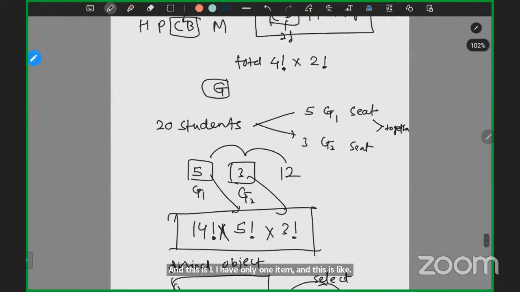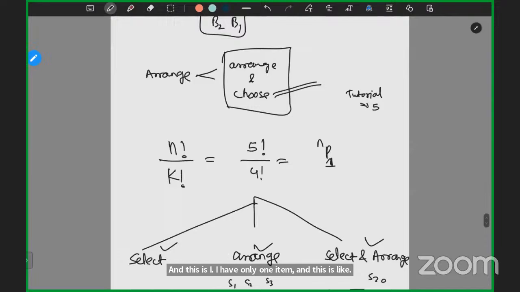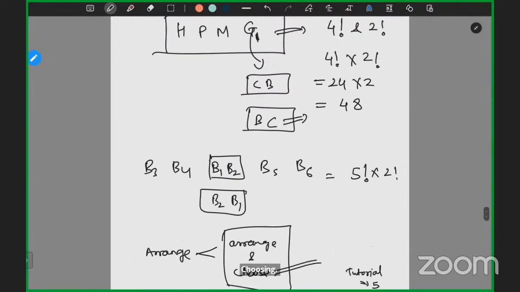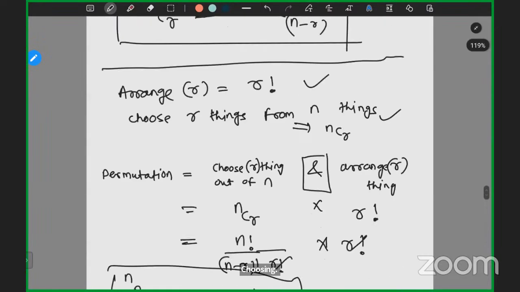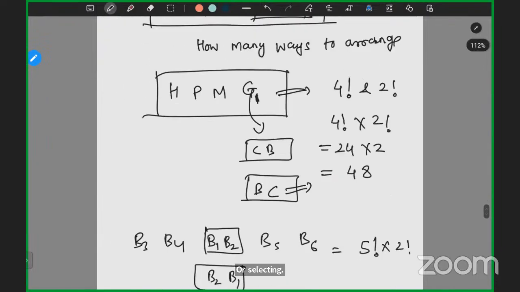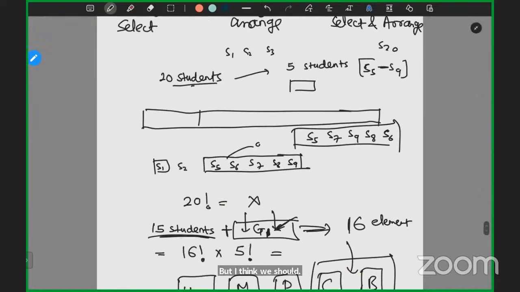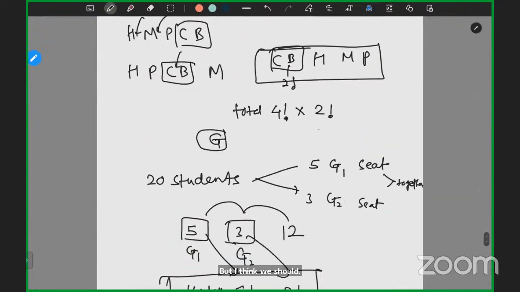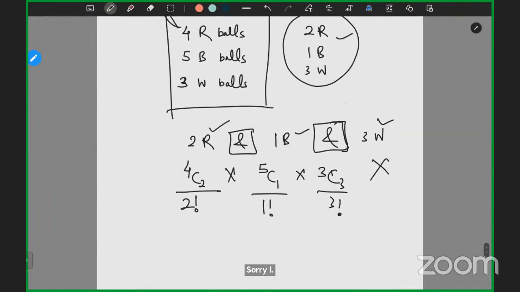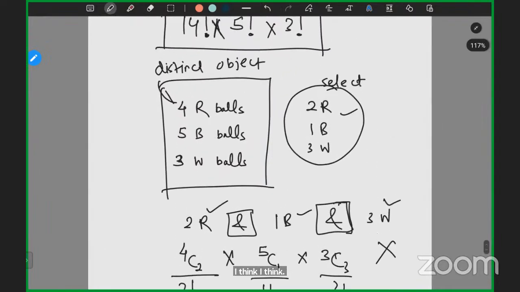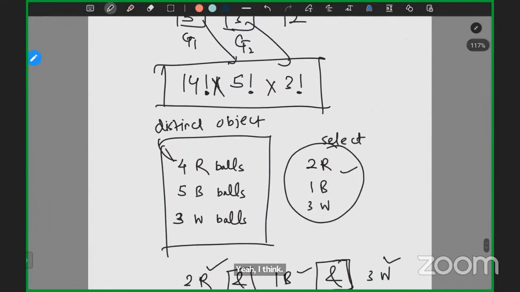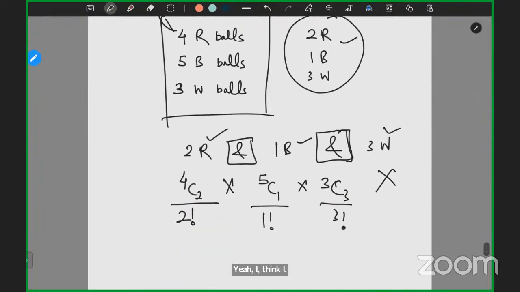Sir, I have only one item, and I'm choosing or selecting. I think we should use that in the case of arranging digits, right? I think there should be 7C2. We are taking from n balls now, and there are 4 plus 5. We have to take the total balls, I think.